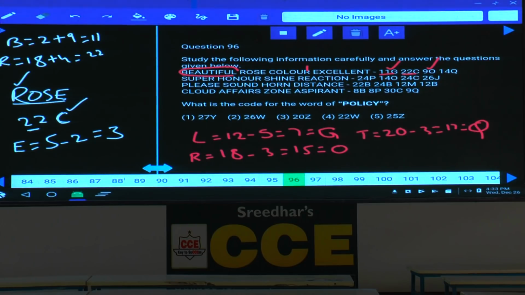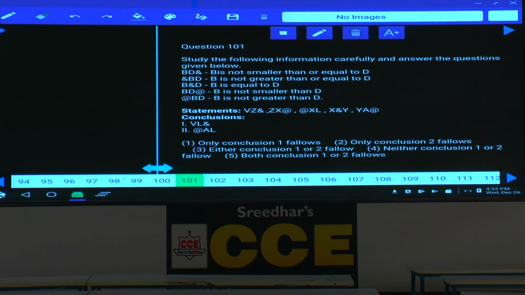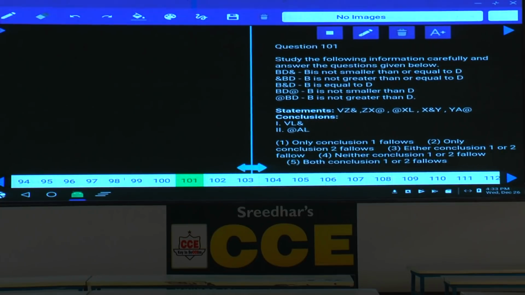Next, question numbers 101 to 105. Now in this 101 to 105, these questions are based on coded inequalities. Yes, 101 to 105 please. Shall I explain this one or not required? Anyone please, 101 to 105.